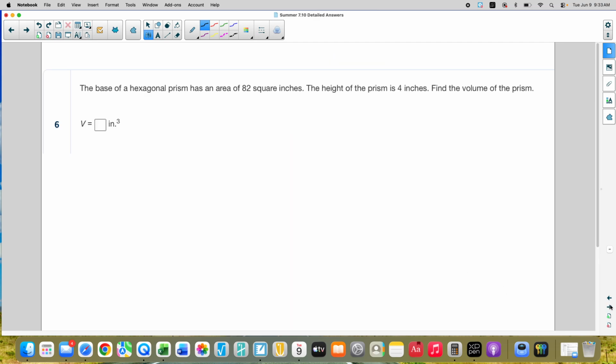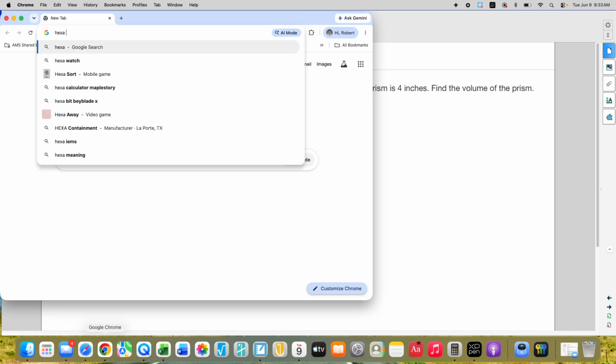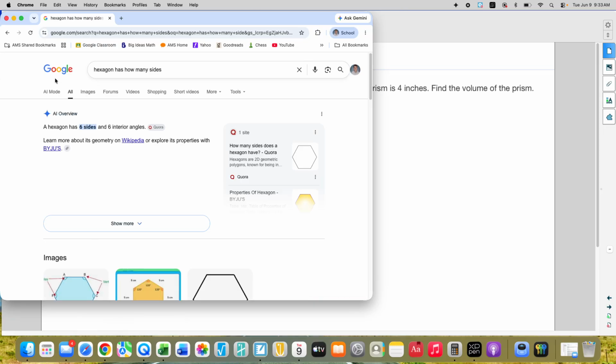The base of a hexagonal prism has an area of 82 square inches. The height of the prism is 4 inches. Find the volume of the prism. Okay, this is nice. So hexagon. Does a hexagon have 6 sides? Right? Hexagon has how many sides? I think it's 6. 6, yeah.